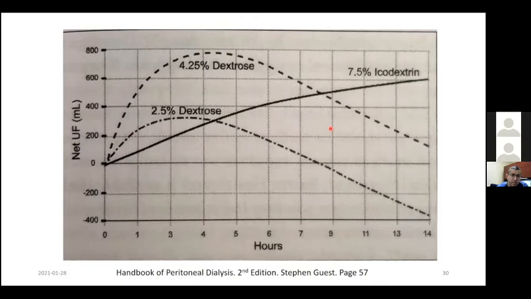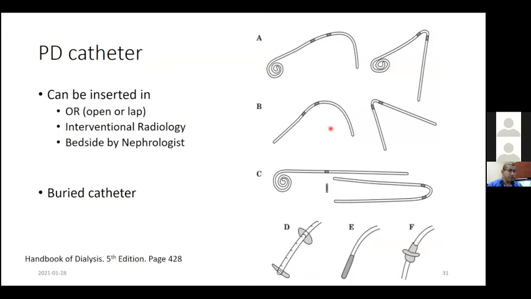Okay, any questions on the fluids? Okay, thank you, Tushar. Very good presentation. One question: which type of fluid would you recommend? Because the type of fluid bags being provided here by Baxter still have a pH of 5.2, with complications of pain and other complications. Which one would you recommend then?